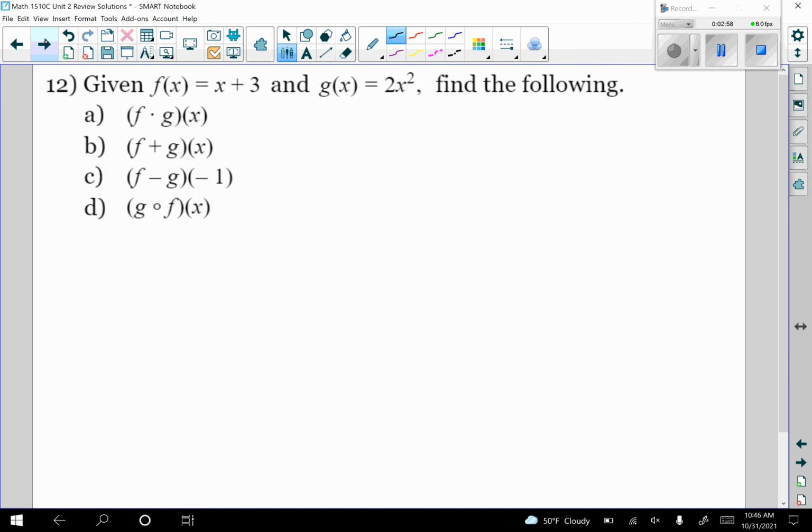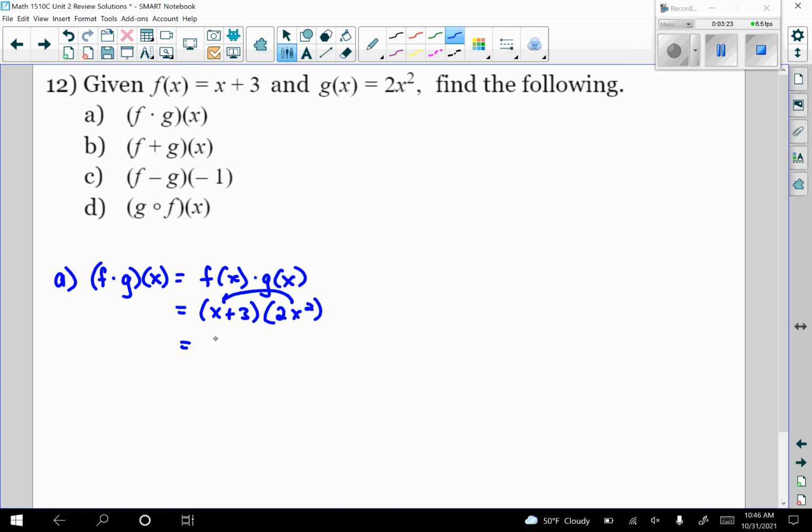Okay, for number 12, we're given 2 functions f of x and g of x. We want to find the following operations or compositions. So for A, this notation means f of x times g of x. So this means x plus 3, this quantity, times 2x squared. So we're just going to distribute the 2x squared. So we're going to get 2x cubed plus 6x squared.